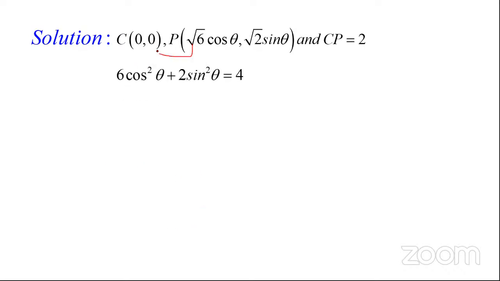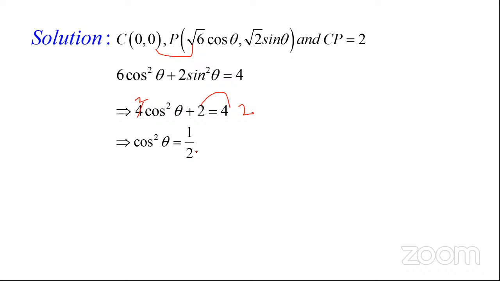So we have the values. The distance between those two points, you take x2 minus x1 whole square, and so on. Then 6 cos square theta plus 2 sin square theta equals 4. From this, you can write 4 cos square theta plus 2 cos square theta plus 2 sin square theta. So 2 cos square theta plus 2 sin square theta is nothing but 2, by the identity formula. Then 4 cos square theta equals 2.